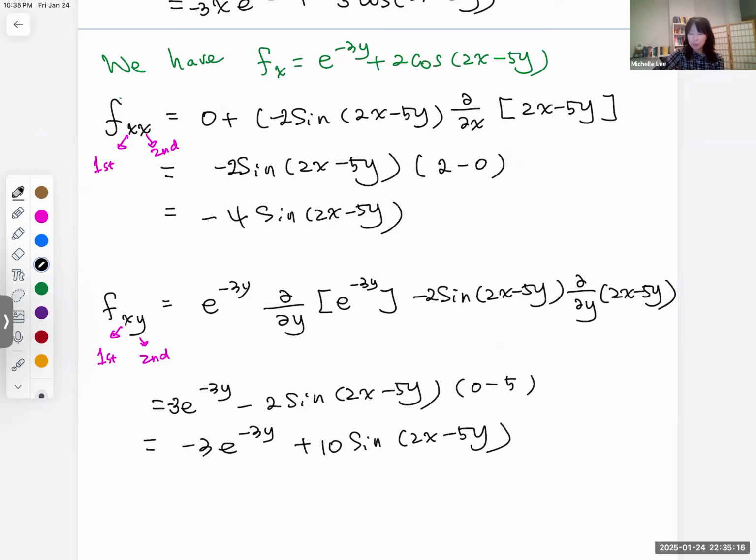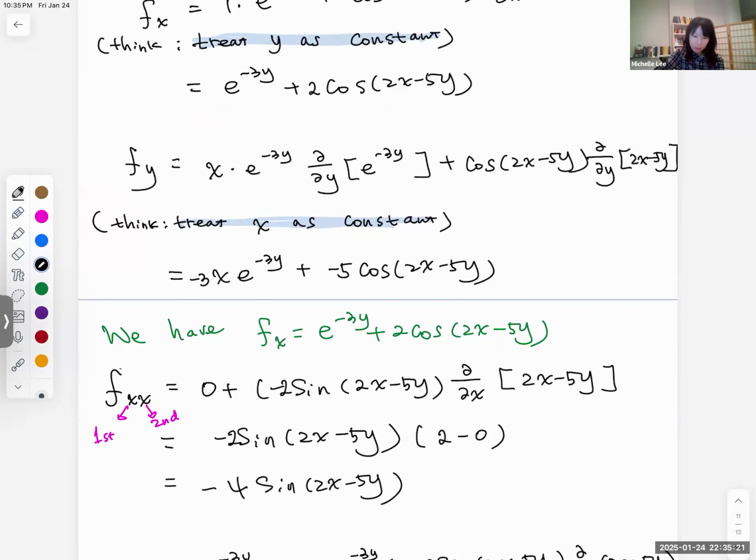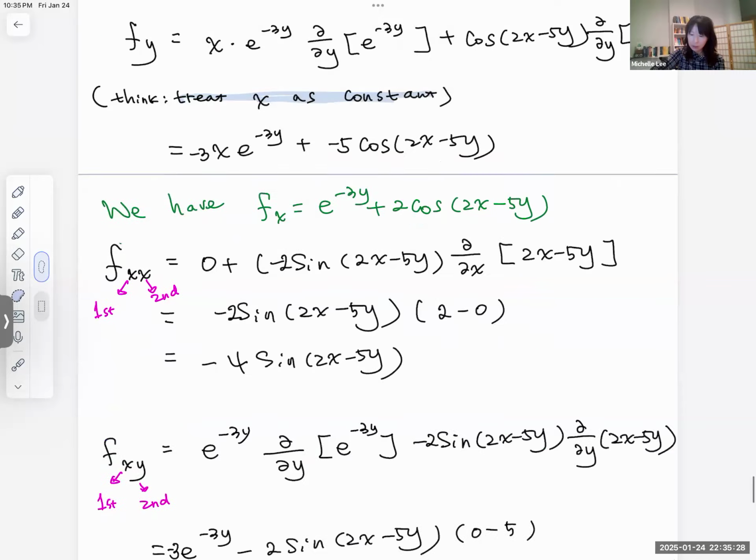Okay, so two more left. We have y, partial derivative with respect to y. Copy.